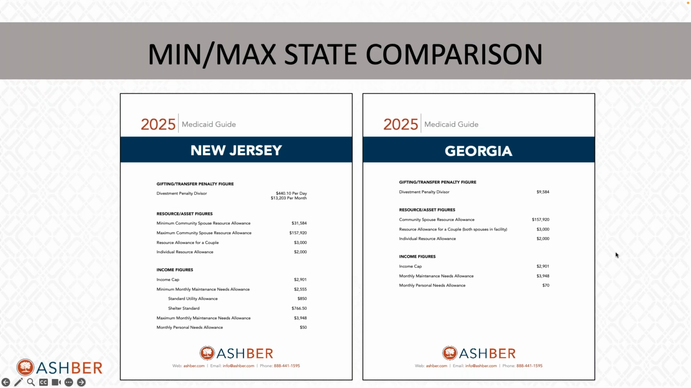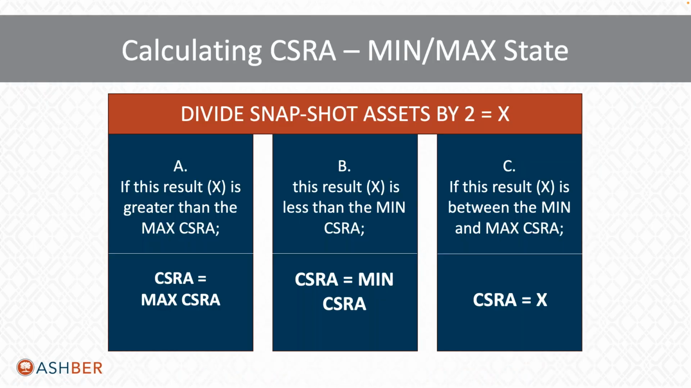So more states are like New Jersey than they are like Georgia, but we're going to go over now the actual calculation here and show you that it's not too difficult. It's just once you understand that the minimum and maximum CSRAs are nothing more than a range of where your specific client's CSRA might land. So like Georgia, regardless, if they have $100,000 in assets, the CSRA is 157,920. If they have $600,000 in assets, it's 157,920. Same across the board.